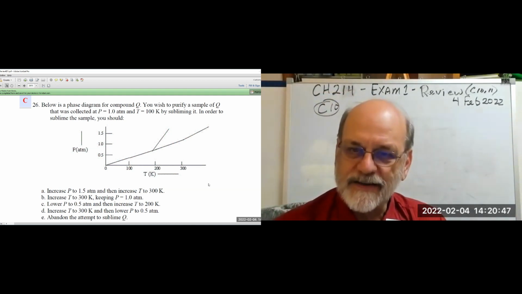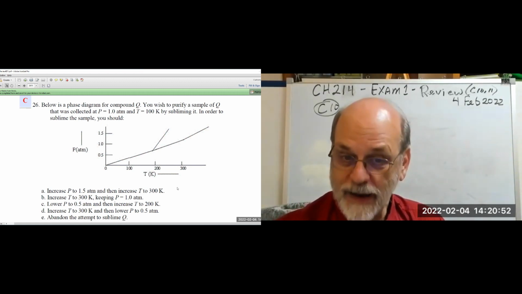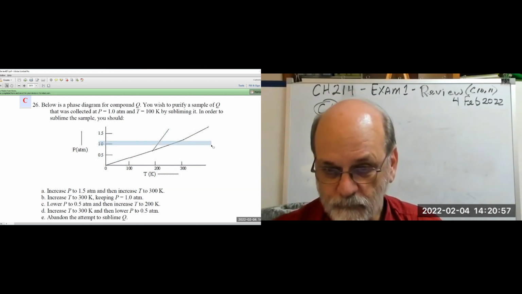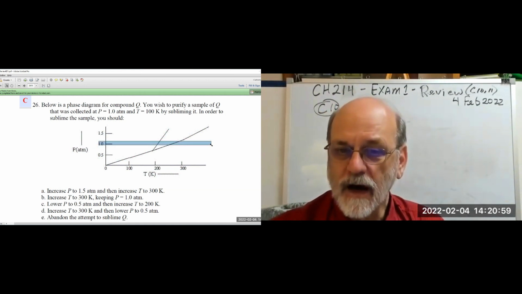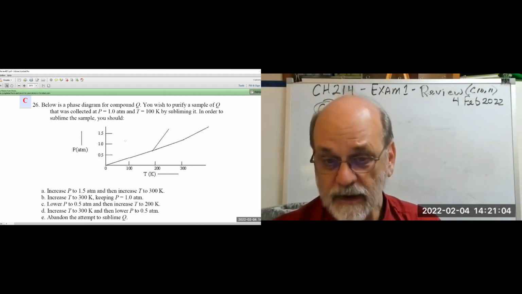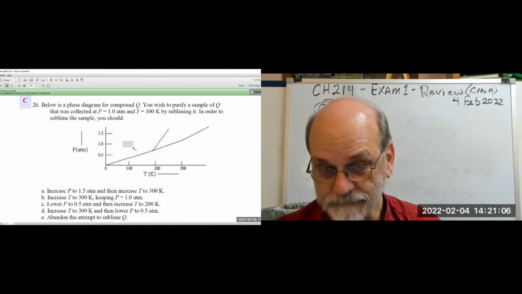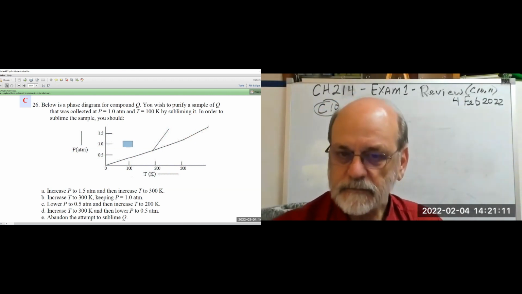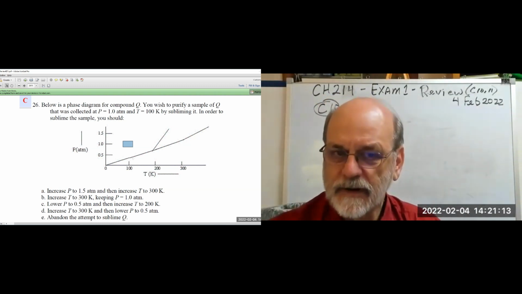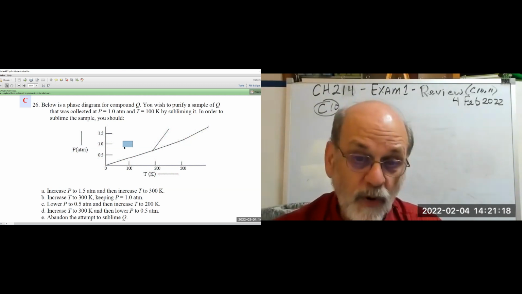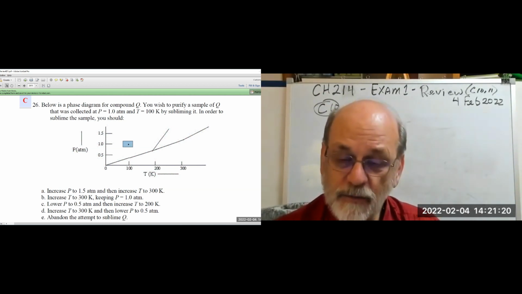You wish to purify a sample of Q that was collected at 1 atmosphere and 100 K. So it was collected right about here, 1 atmosphere pressure and 100 K. And you want to sublime it. In order to sublime the sample, you should do what? If your starting point is here, then how do you sublime?